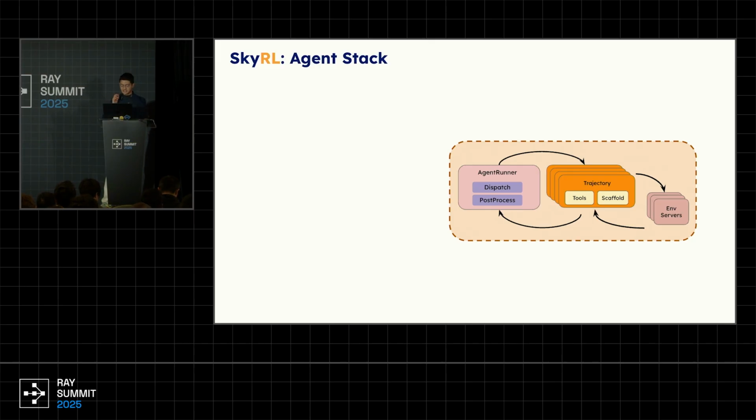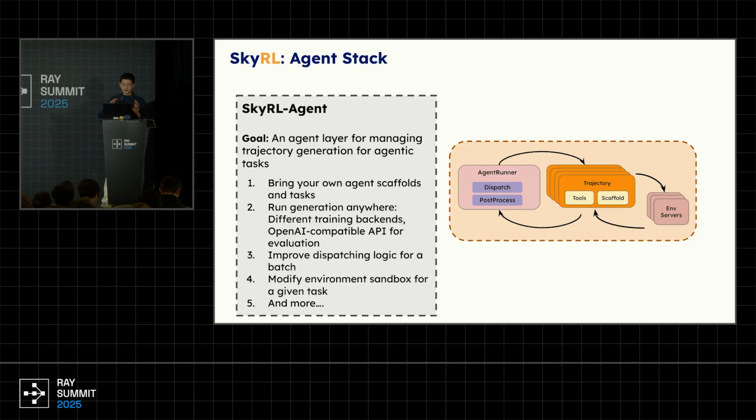And during generation, your agent might be sending away tool calls, and you might send these tool calls to environment servers, maybe even running separately from the training cluster. Overall, we want to support modifying all of these pieces. So we want to allow researchers to customize all the components, like bringing your own agent scaffold for a particular task, running generation in different contexts, maybe even switching over different training backends, and also changing tool implementations, and the dispatch logic for a given task, etc.